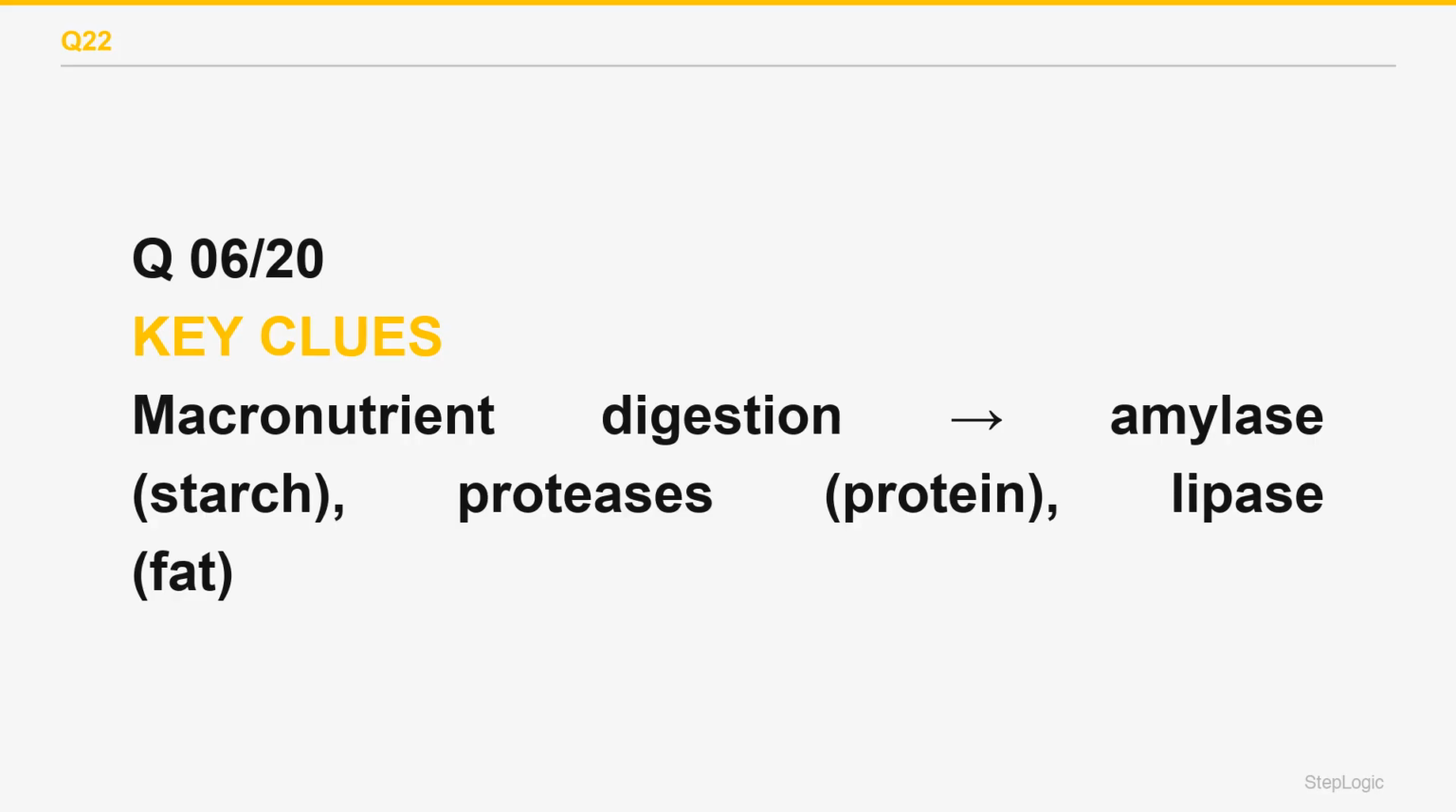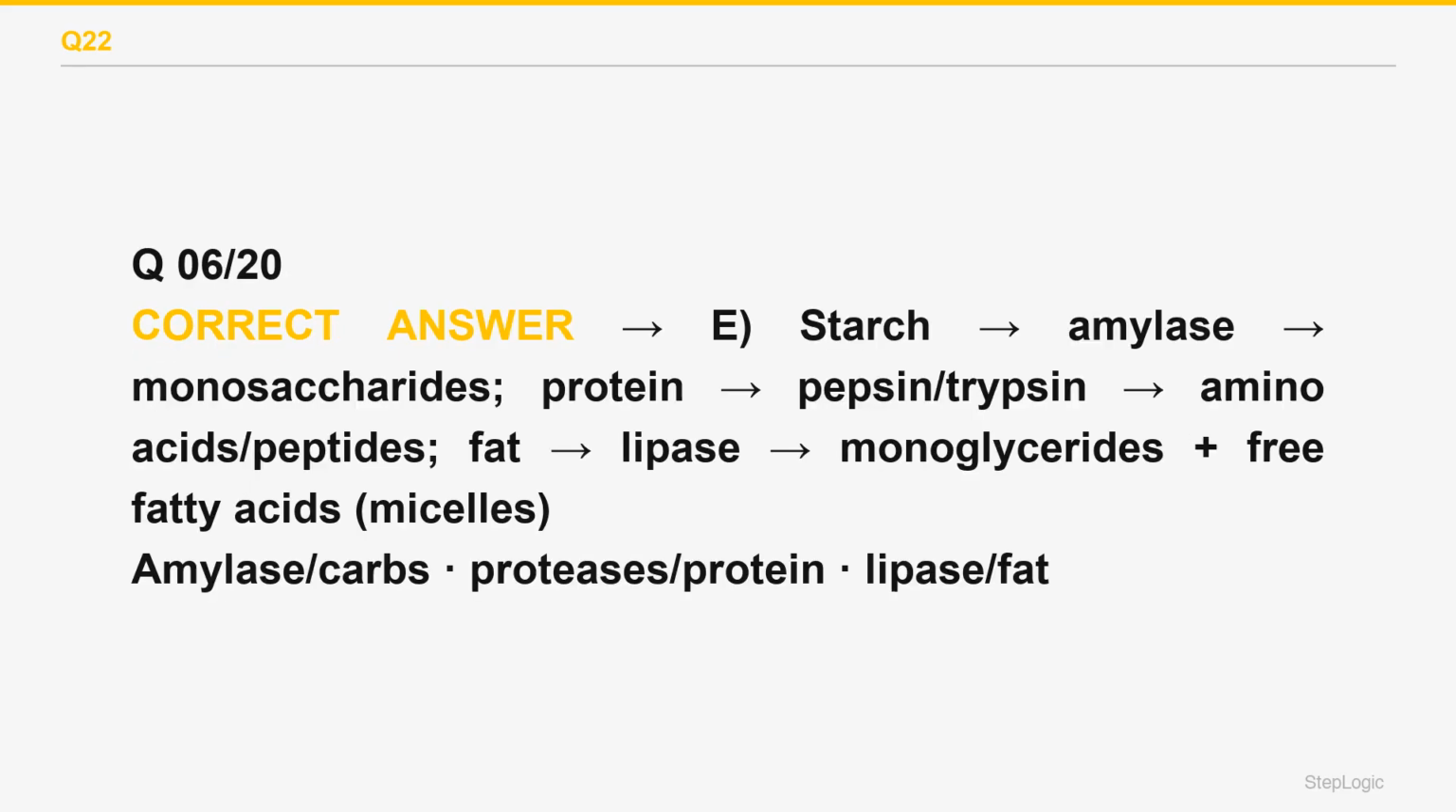Carbohydrates, starch, are broken down by amylase, salivary and pancreatic, into disaccharides, then by brush border enzymes into monosaccharides like glucose, which is absorbed via SGLT1. Proteins are digested by pepsin in the stomach and pancreatic proteases like trypsin, chymotrypsin, and carboxypeptidases in the small intestine into amino acids and small peptides. Fats are emulsified by bile salts and digested by pancreatic lipase into monoglycerides and free fatty acids, which are packaged into micelles for absorption. The correct answer is E.